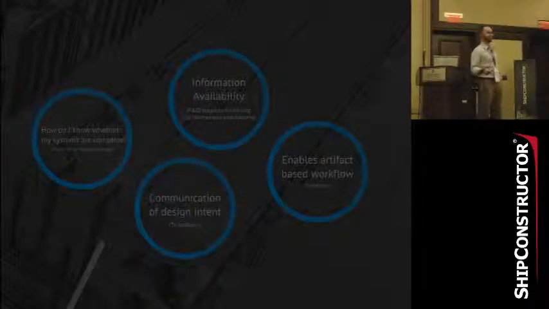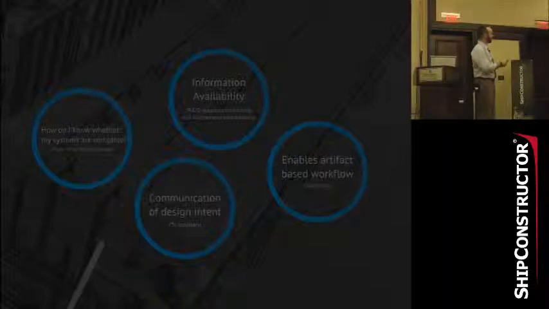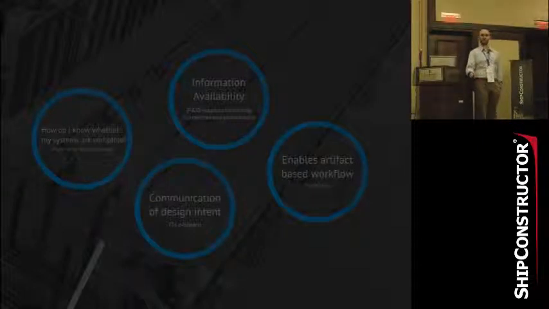How do I know whether my systems are complete before I build or even release to production or for that matter, deliver it to the customer? How do I know that they're going to work? How do I communicate the design intent? How do I go from my senior system designer who's never seen ShipConstructor down into my pipe modeler who actually has to, well, literally put the boots to the road, much like myself? How do I get the information availability around my organization? What do I do with that?